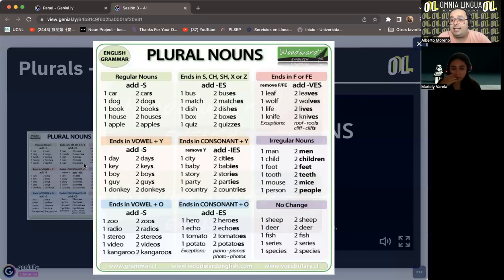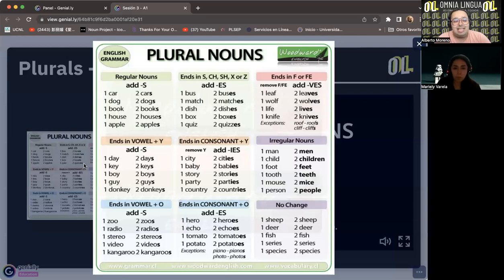Then we have, if the noun or the word ends with a vowel plus a letter O, for example, in zoo or radio, stereo, we only have to add the letter S. Zoos, radios, stereos, and so on. But on the other hand, if the word ends in consonant plus letter O, we have to add the letters ES at the end. So for example, hero, heroes, echo, echoes, tomato, tomatoes, okay, with the ES ending. And those are easy because we have rules for them.